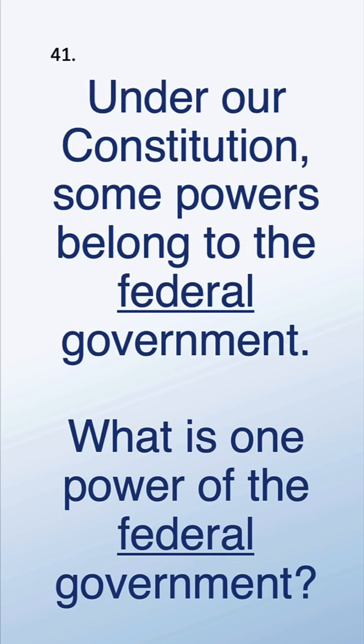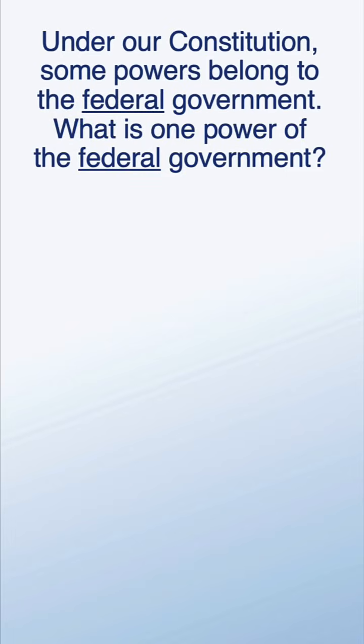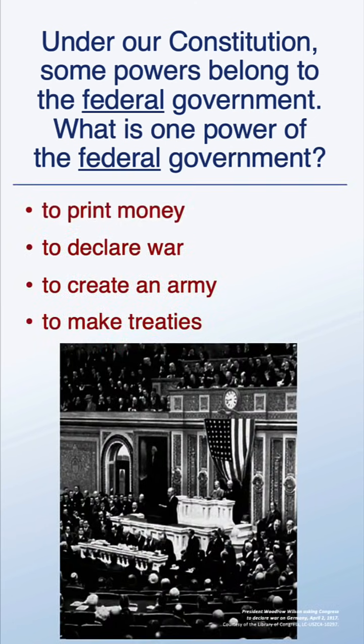Under our Constitution, some powers belong to the federal government. What is one power of the federal government? Okay, you can choose from any of these. To print money, to declare war, to create an army, to make treaties. They are all powers of the federal government.